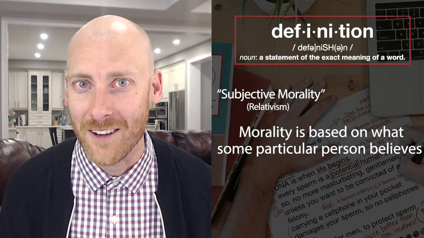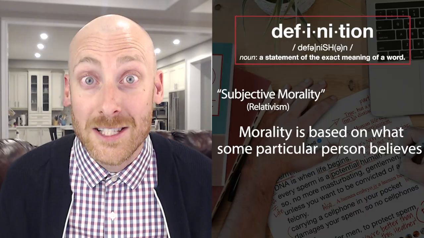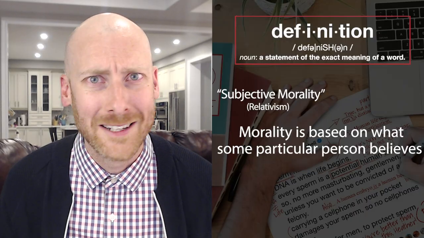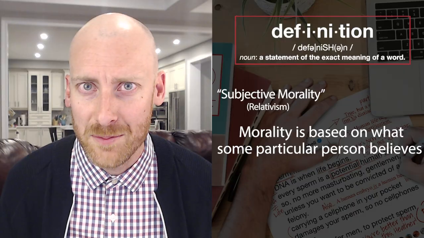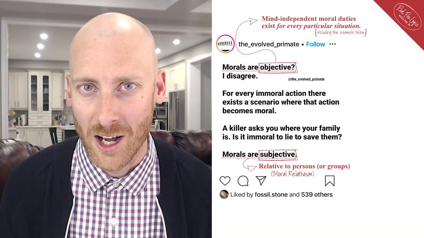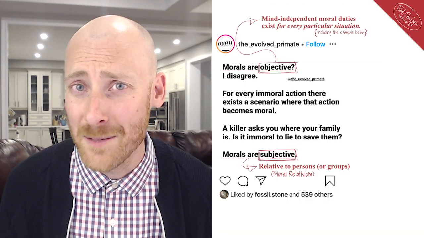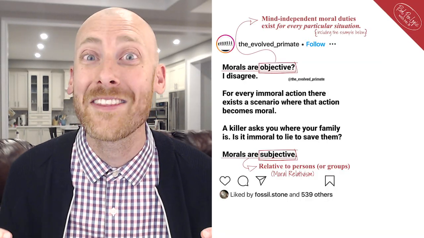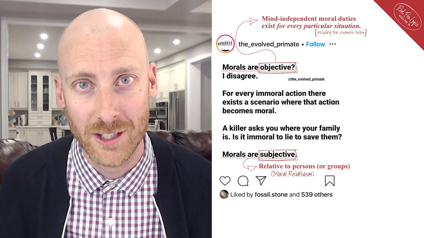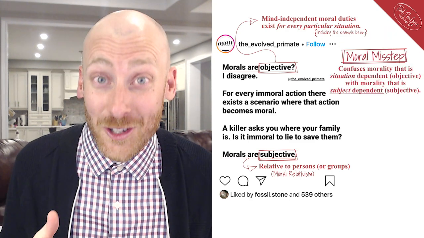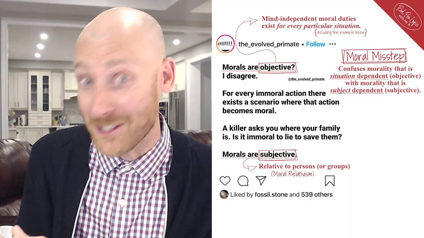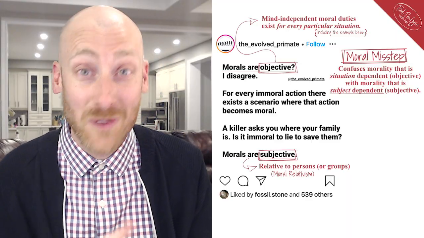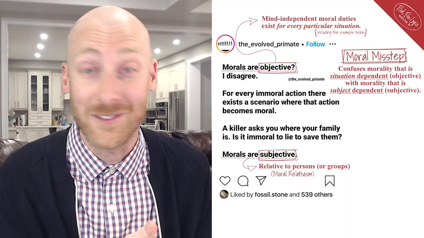Now here's the payoff. Listen closely, you little primates. In subjective morality, right and wrong depend completely on the individual subject. But in objective morality, by contrast, right and wrong do not depend on the individual subject, but on the individual situation. The Evolved Primate has actually confused morality that's relative to situations, objectivism, with morality that's relative to subjects, relativism.